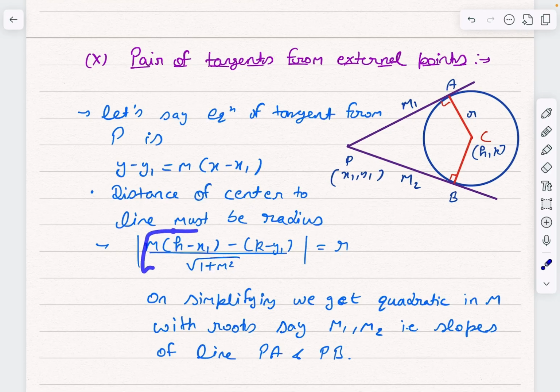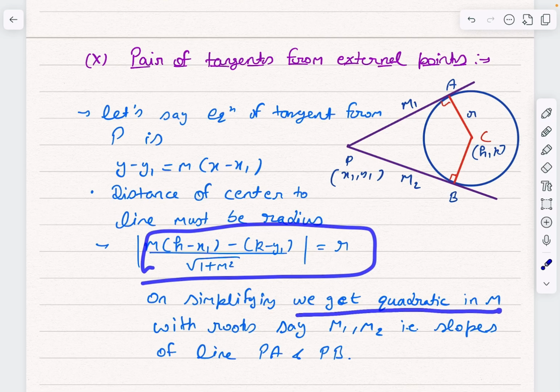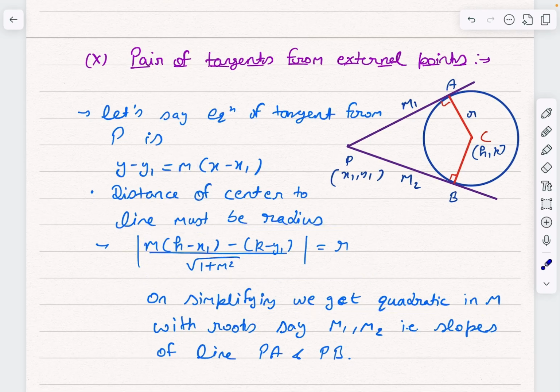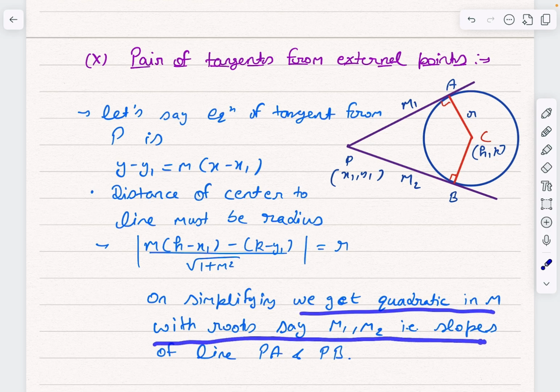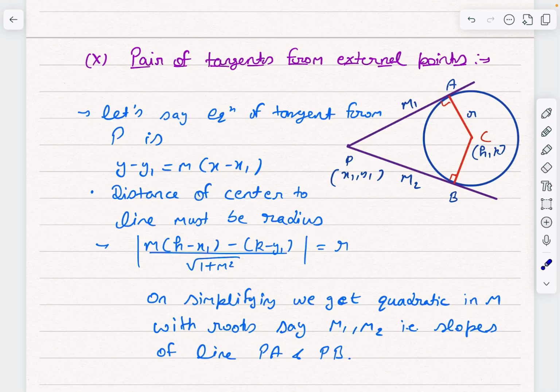On simplifying, we get a quadratic in m. m is the variable, we don't have m right now, everything else we have. So on simplifying, we get a quadratic in m with roots say m1, m2. Those will be the slopes of lines PA and PB. We get a quadratic because there are two tangents, so each slope will give you one tangent. This is very, very important, guys.